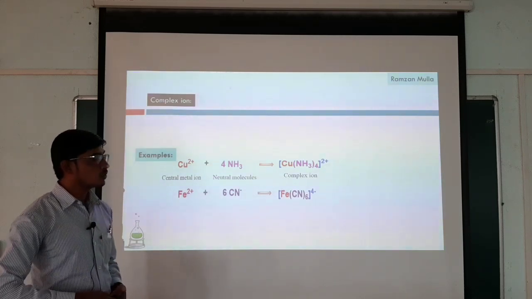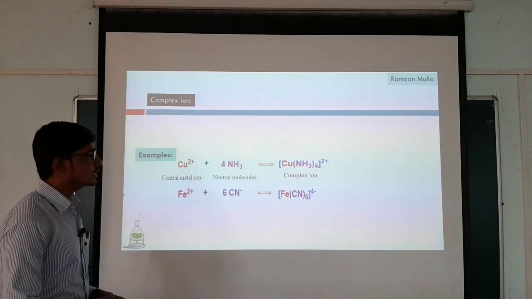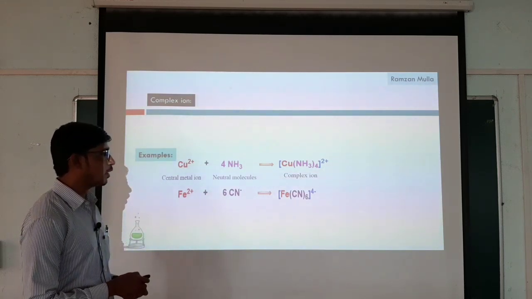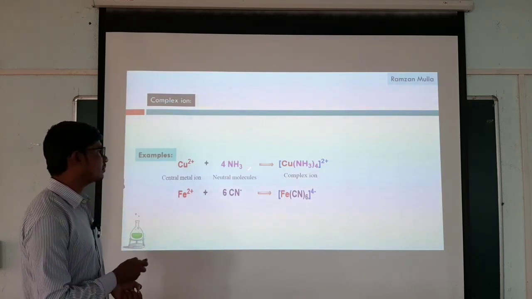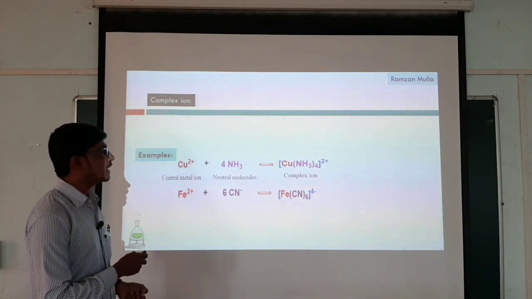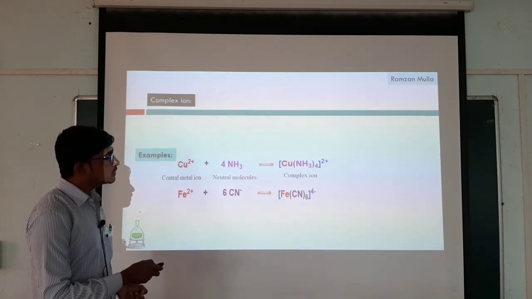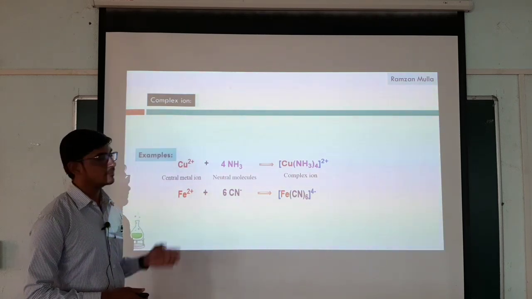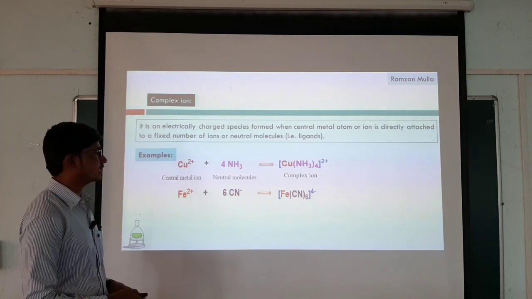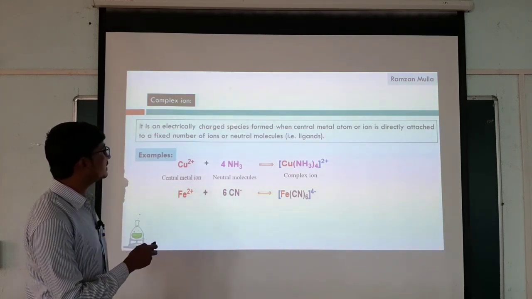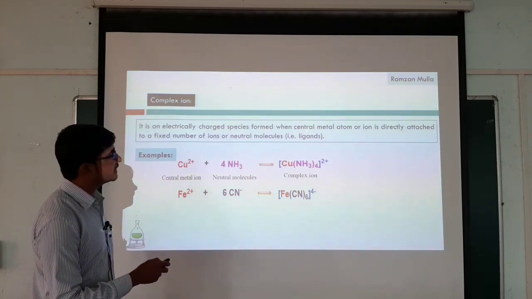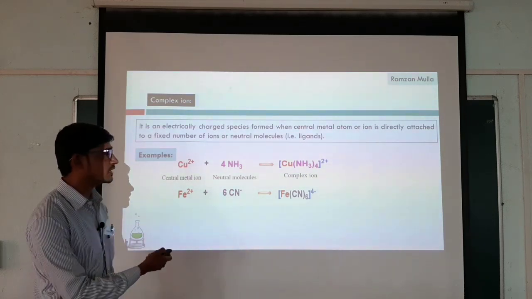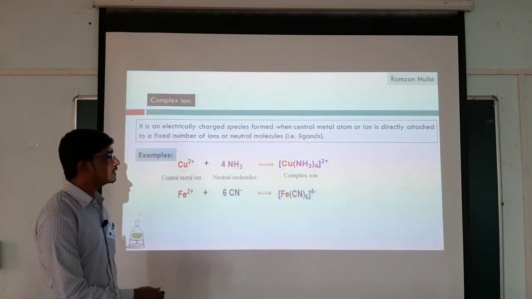Now the question is, what is this complex ion? Complex ion is nothing but the electrically charged species formed when the central metal ion combines with a fixed number of ions or neutral molecules. So whatever the product formed, that is what we call a complex ion. Here we have the definition for this complex ion. It is an electrically charged species formed when the central metal ion combines with a fixed number of ligands. So that is what we call a complex ion.